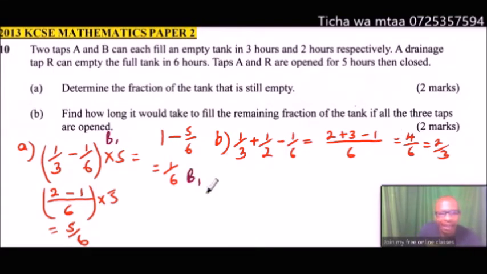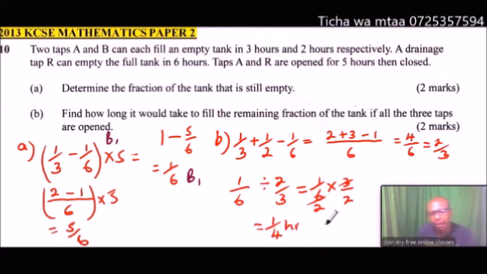Now, since the remaining part we have seen is 1/6, you divide 1/6 by the amount to be filled, which is 2/3. You multiply by 3/2, and that will give you 1/4 of an hour. 1/4 of an hour is a quarter of 60 minutes, which will give you 15 minutes. So it will take 15 minutes to fill the remaining part of the tank, which is 1/6.